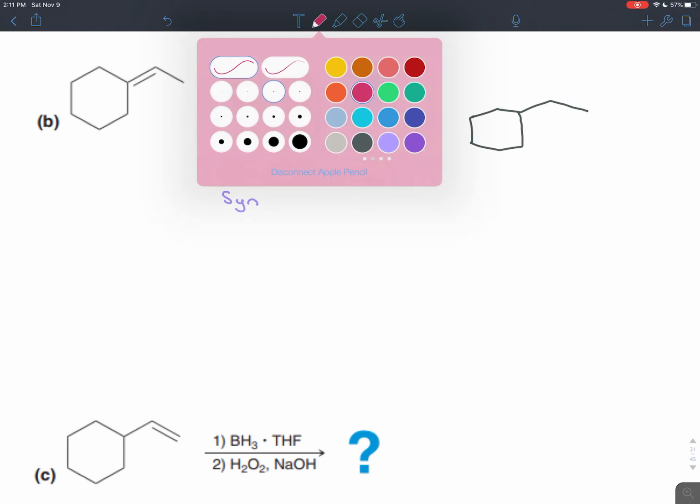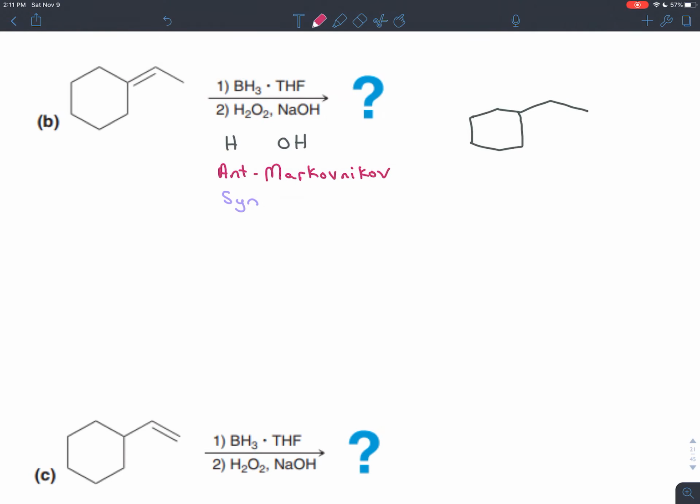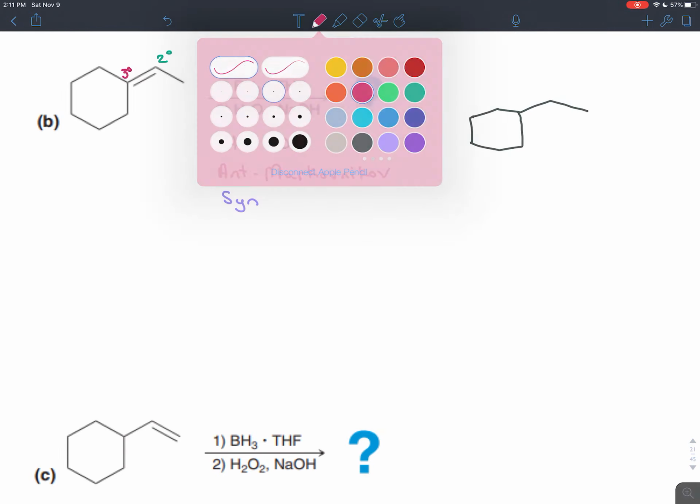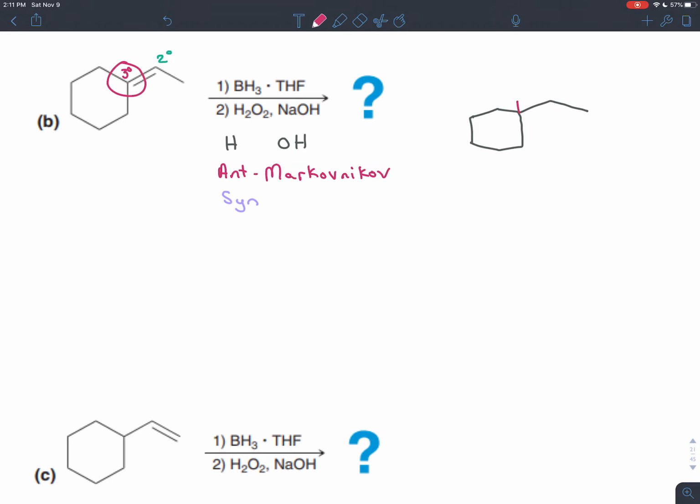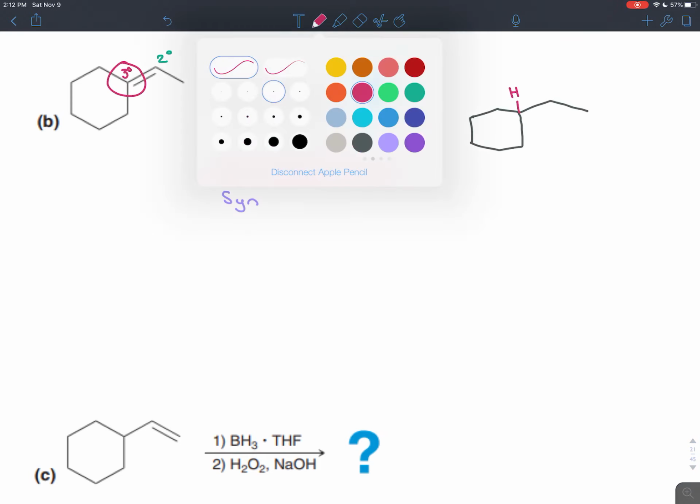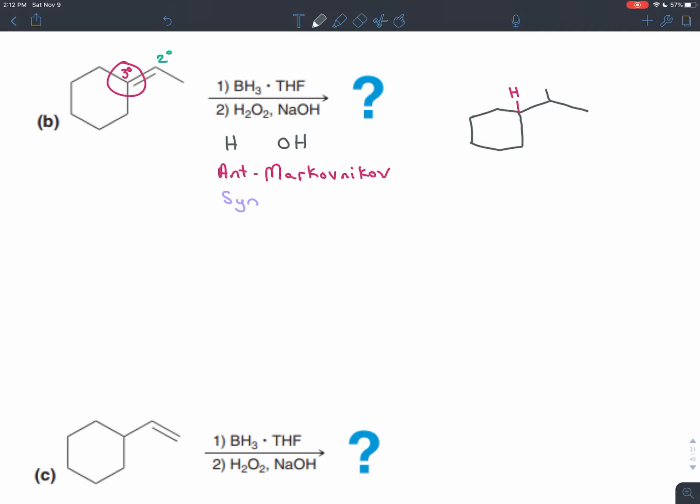Okay, it's anti-Markovnikov. That means the hydrogen has to go to the more substituted carbon in the double bond. This carbon on the left is bonded to 1, 2, 3 other carbons, so it would be tertiary. The carbon on the right is bonded to 1, 2 other carbons, so it's secondary. Because it's anti-Markovnikov, the hydrogen is going to go on that more substituted carbon, and that means the OH goes on the other carbon. So there's your anti-Markovnikov addition.